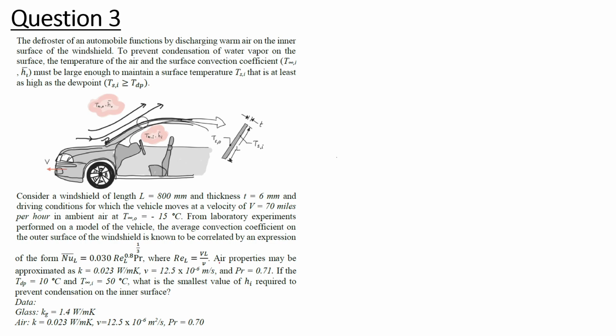Where for Reynolds number we have been given the formula, and then we have been given the air properties. And the question we have been asked is, if the dew point is 10 degrees Celsius and the car's inner temperature is 50 degrees Celsius, what is the smallest value of hi, that is the heat transfer coefficient, required to prevent condensation on the inner surface? Then we have been given some parameters. So yes, we have been asked to find this heat transfer coefficient hi.